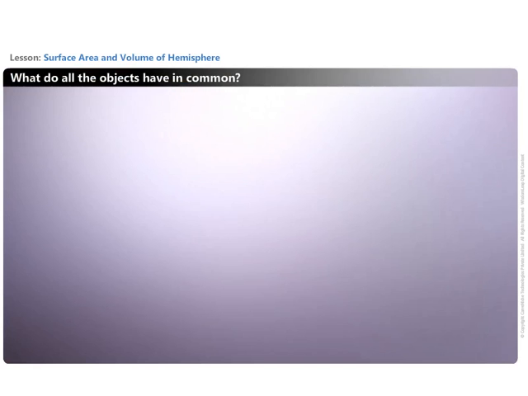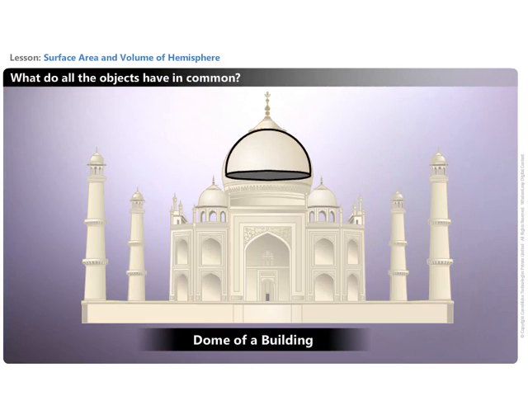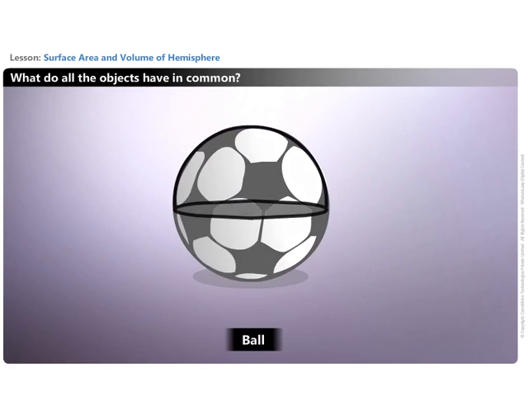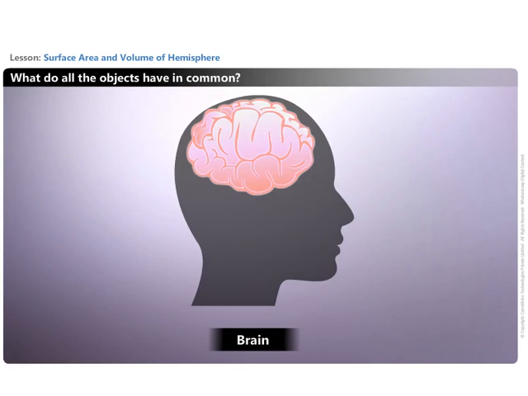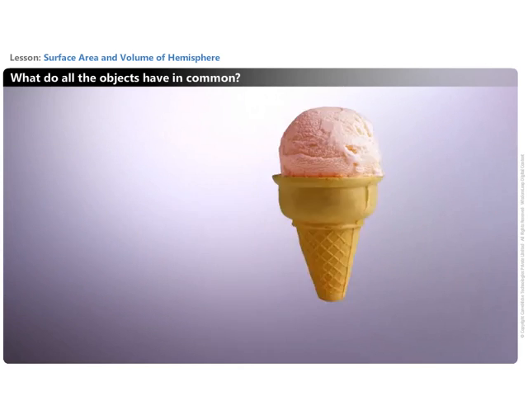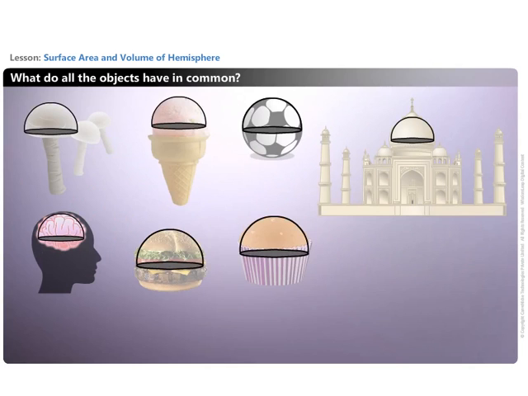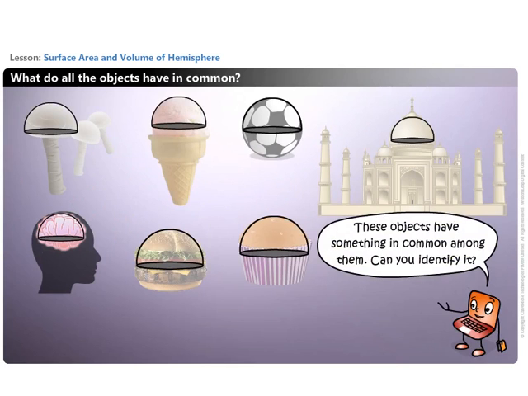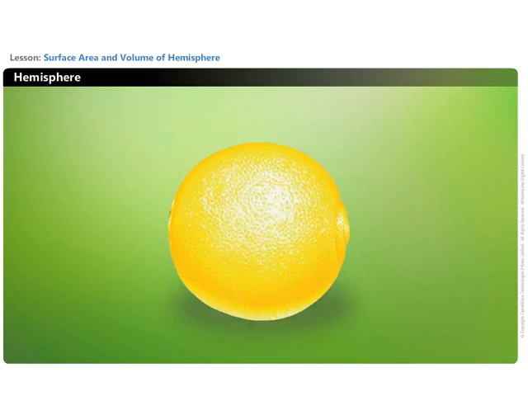Let us have a look at the objects that we see around us. These objects have something in common among them. Can you identify it? All the objects have two surfaces, one curved surface and one circular flat surface. Can you create the object yourself?